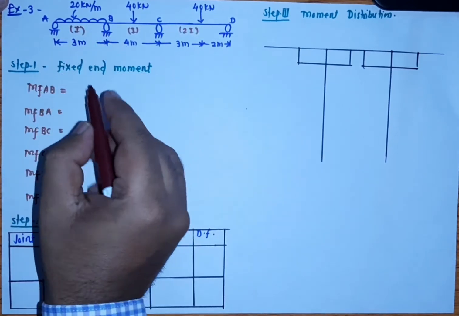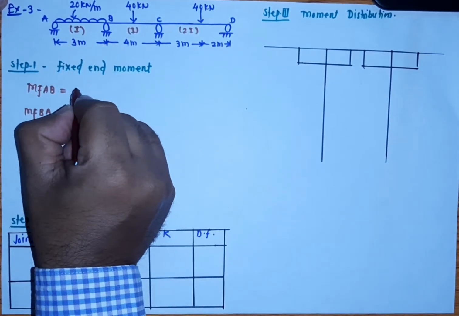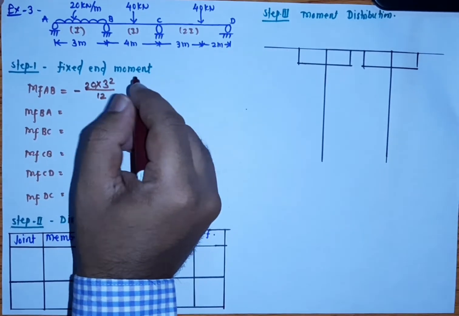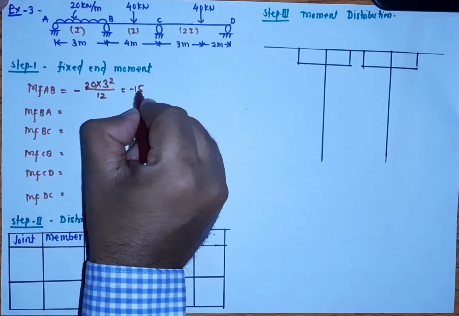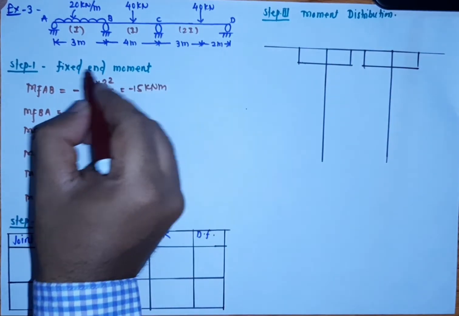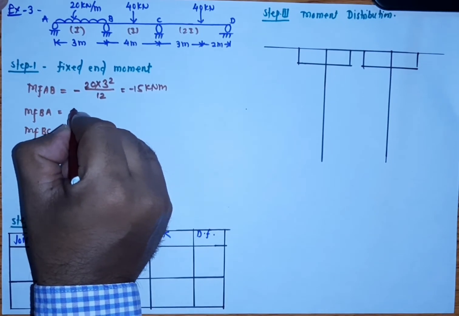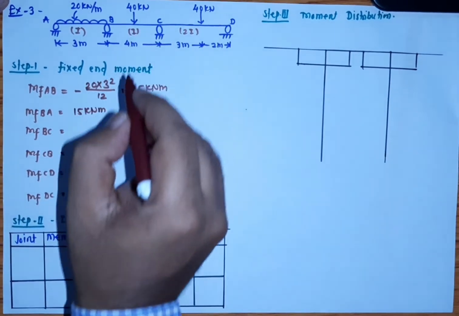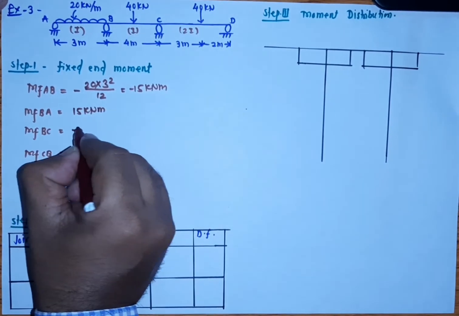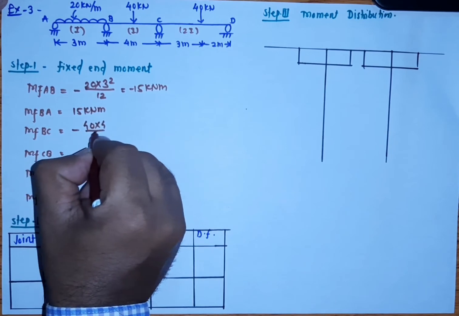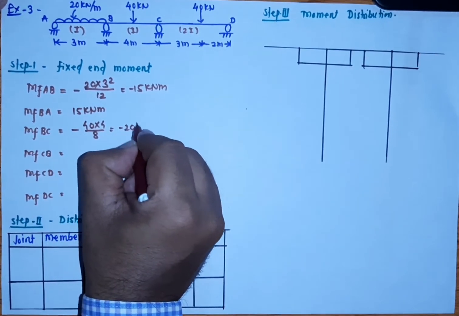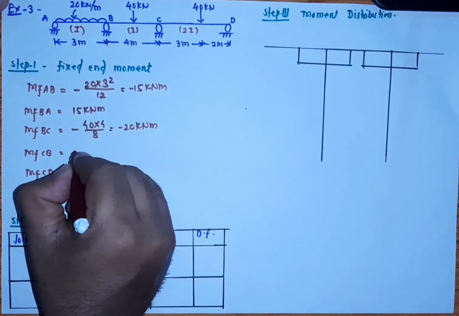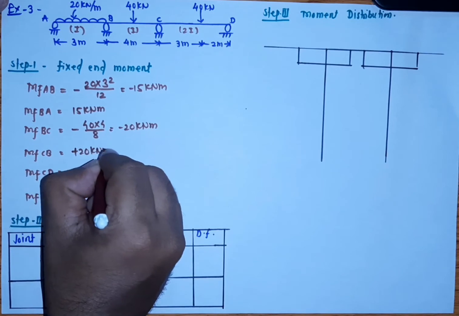So for AB, it is a UDL. That's why it will be WL square by 12. So that value will be 20 into 3 square divided by 12. That is nothing but minus 15 kilonewton meter. Next is BA. Same, it will be plus 15 kilonewton meter. BC is a central point load. It will be WL by 8. So it will be minus 40 into 4 divided by 8. That is nothing but minus 20 kilonewton meter. Again, for CB, it will be plus 20 kilonewton meter.